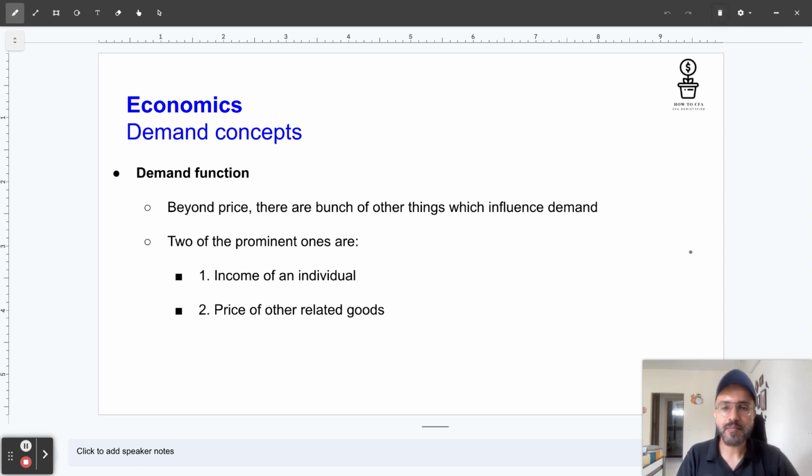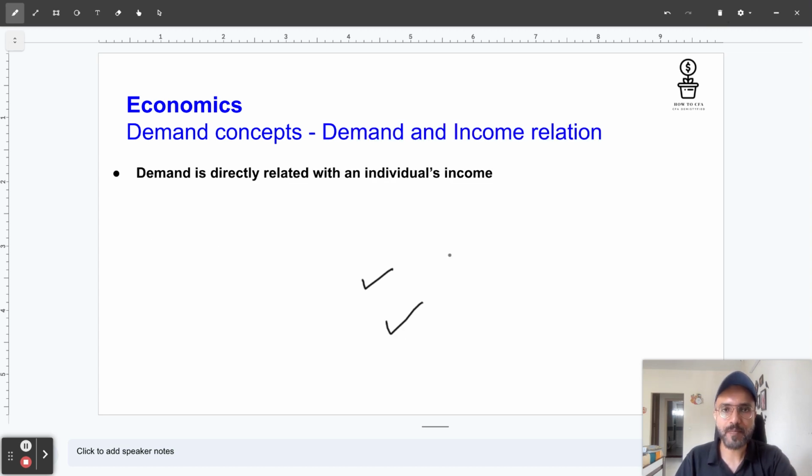The second thing, boys and girls, is demand function. The first thing which we learned was the law of demand, which is very simple. Demand of a good and price is inversely proportional. Now, beyond price, there are a bunch of other things which will influence demand. For example, you have two things on your screen here: income of an individual and price of other related goods. Let's tackle each one of them one at a time.